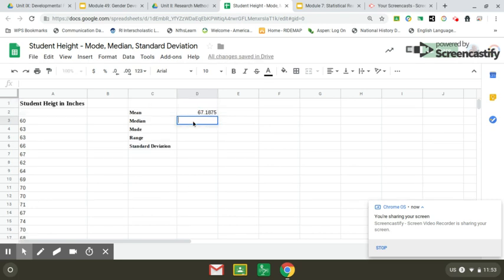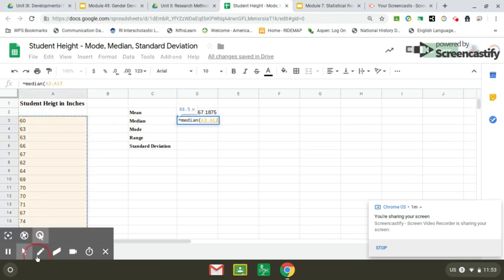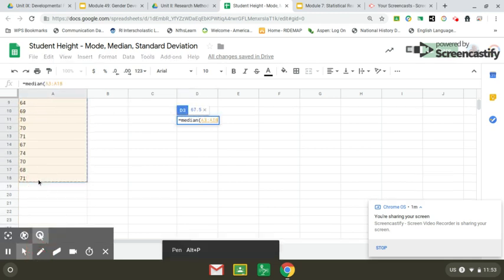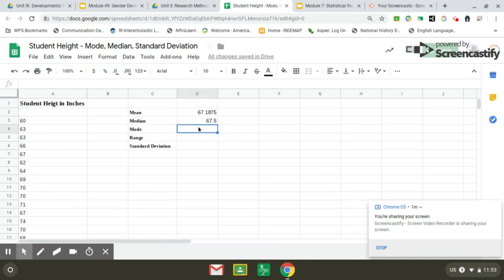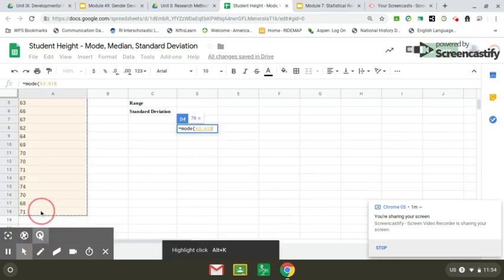The median, same thing, equals, type in median, get all the data, close the parentheses. For the mode, this formula, just type in mode. There it is. And same thing, we're just going to keep grabbing the same data table over and over again.